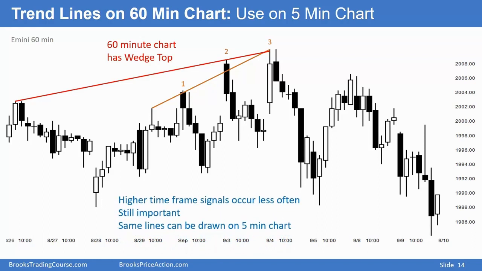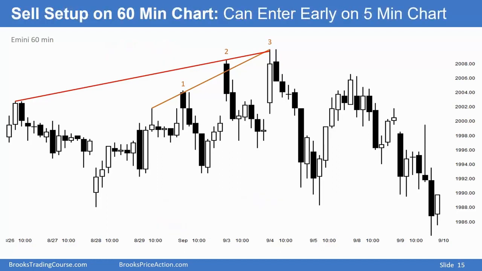If you're a day trader trading on a 5-minute chart or a 15-minute chart, higher time frame signals like on the 60-minute chart or the daily chart come much less often, but they still can be important. And if you look at a 5-minute chart, especially if you use a bar chart which has a lot of bars on the chart, you can see the same lines. On the 60-minute chart, a lot of bear bars, and some of them are pretty big. And here we have 4 consecutive bear bars, 2 consecutive big bear bars. So there's pretty good selling pressure.